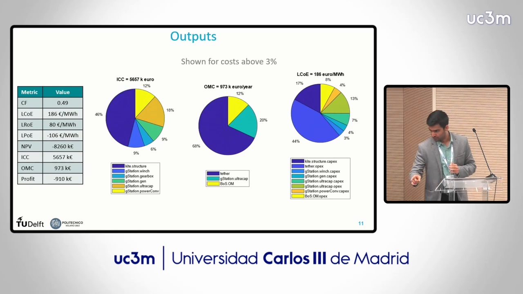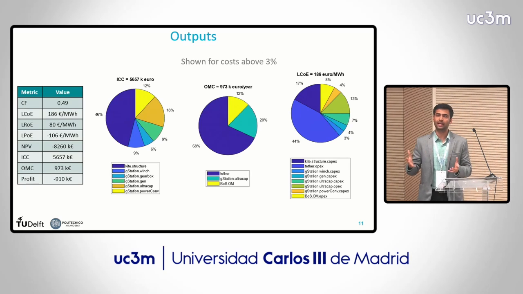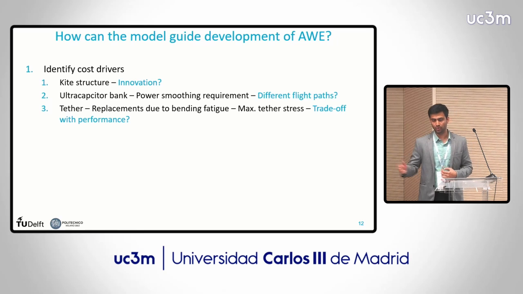Now I'm confused from the colors, but significant costs indeed are the tether and the kite structure. And I think the tether is actually a larger portion in the LCOE because of the replacement costs that you have. So things like these can give you a lot of insights in terms of how you want to design your system. So if we go to the next slide, all together, it's fine.